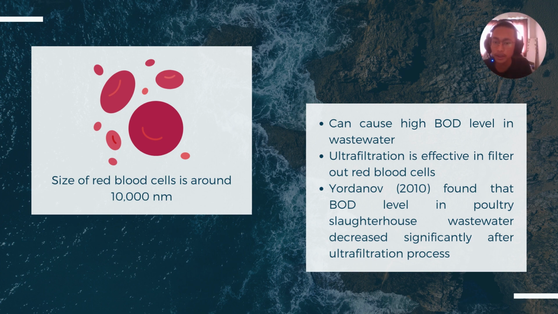for the ultrafiltration. With that kind of size of around 10,000 nanometer, it can only be retained in microfiltration, because microfiltration is the stage just before ultrafiltration. So that is why we use ultrafiltration to retain the red blood cells from going through the membrane filtration method. So ultrafiltration will prevent red blood cells from going through.